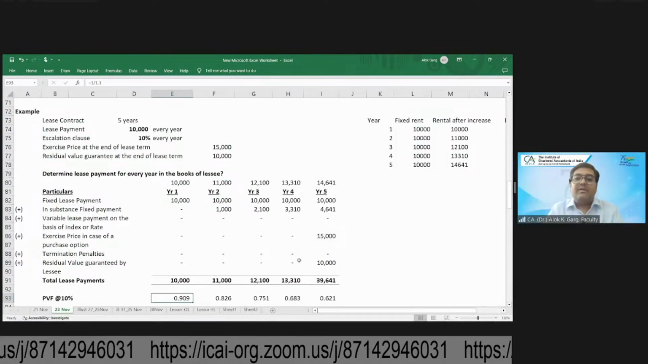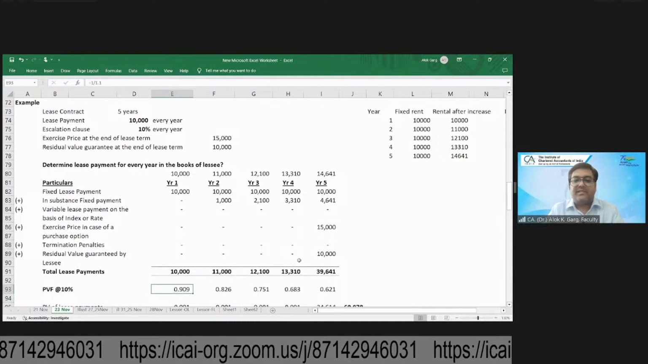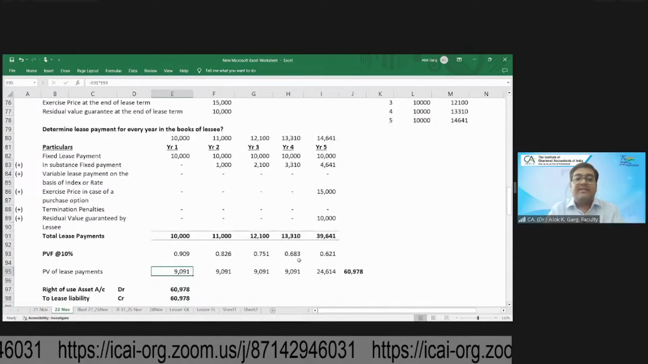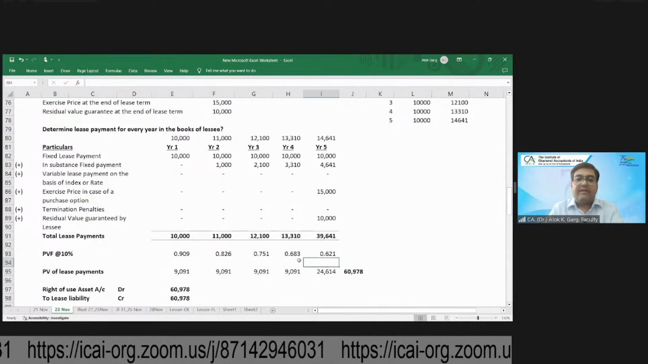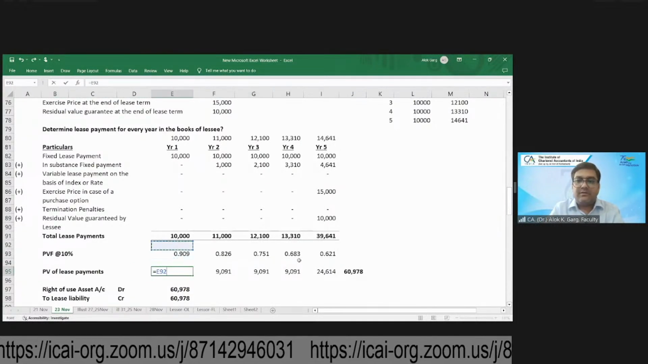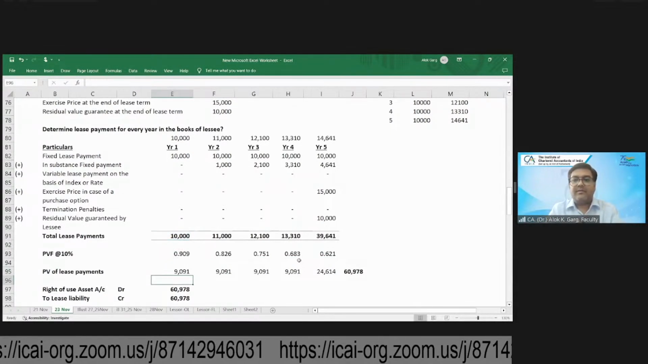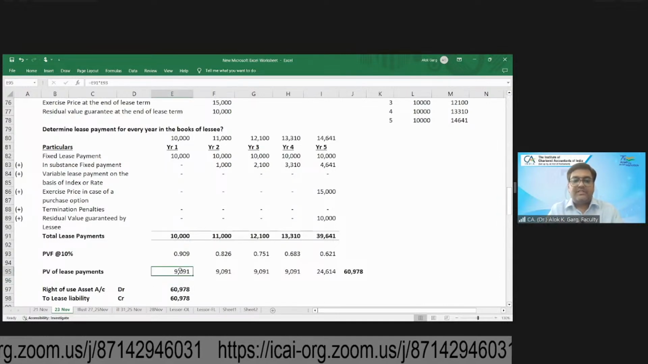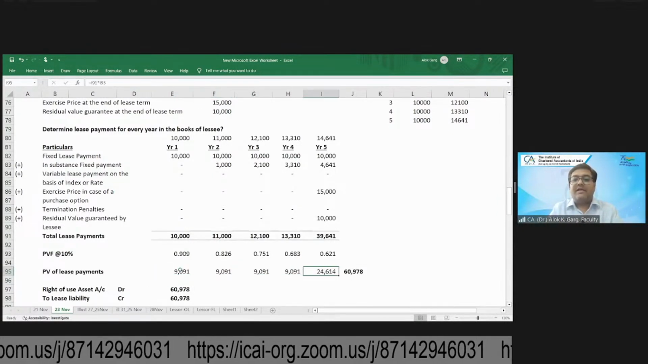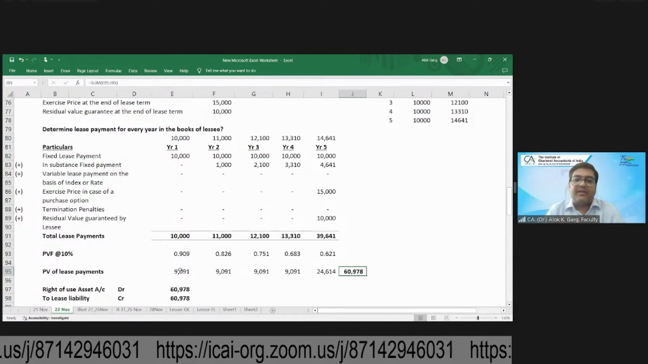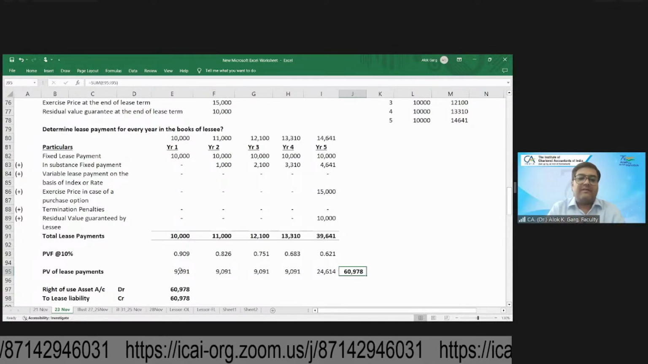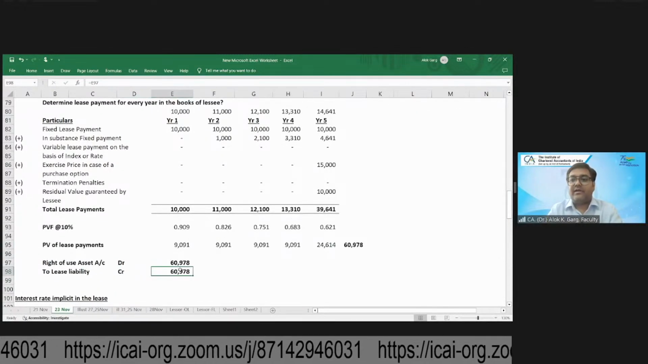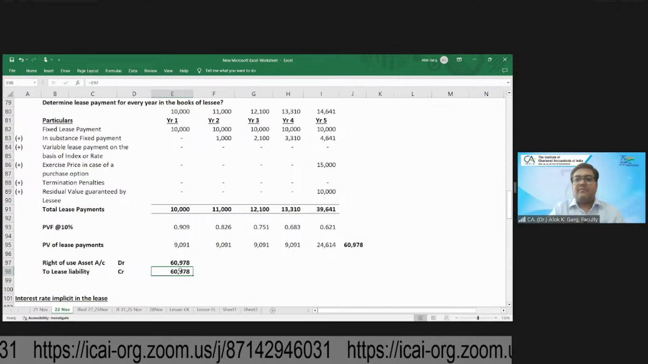Assuming the discount rate is 10%, what is my present value factor in year one, two, three, four, five? This is my present value factor, and this is my present value of lease payment, when I multiply this by this. This will give me the present value. And what is my total present value of lease payments? 3,978. What is my accounting entry? Right of use asset account debit to lease liability. Correct?